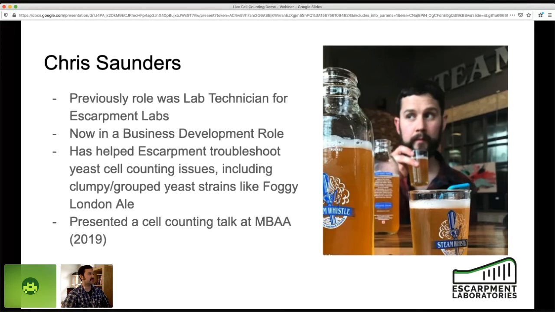So previously I was a lab technician for Escarpment Labs. I still am doing that now, just in a lesser role. And now I'm in a business development role, and I've helped Escarpment troubleshoot cell counting issues, including clumpy group yeast strains such as Foggy London Ale. And this is a sort of re-presentation of a talk that Alex and I gave to the MBAA District Ontario back in 2019.